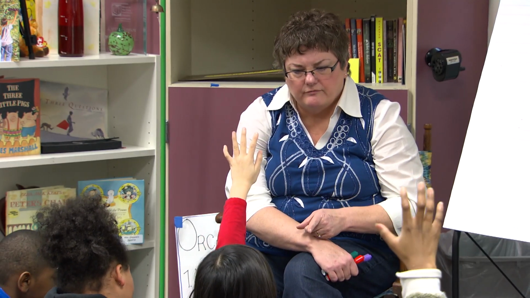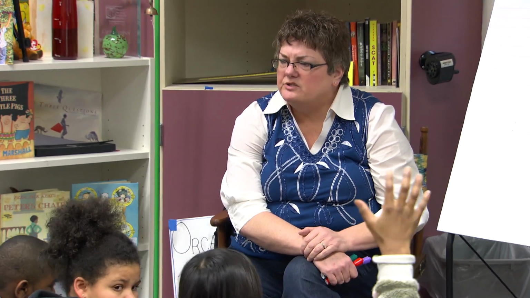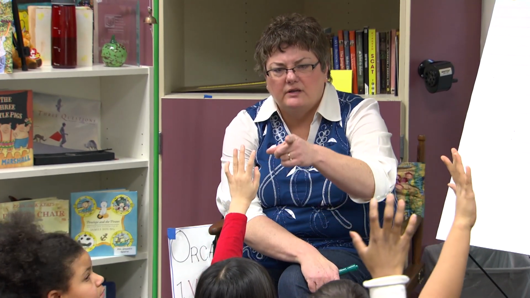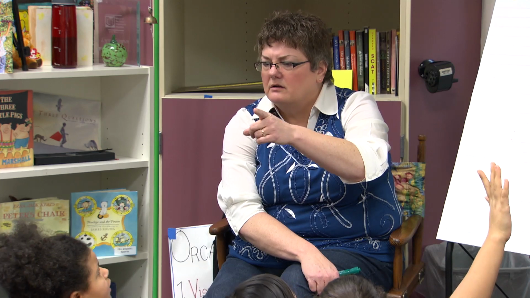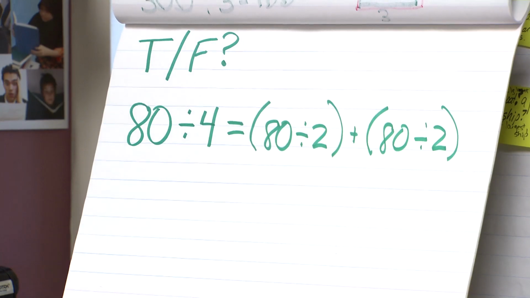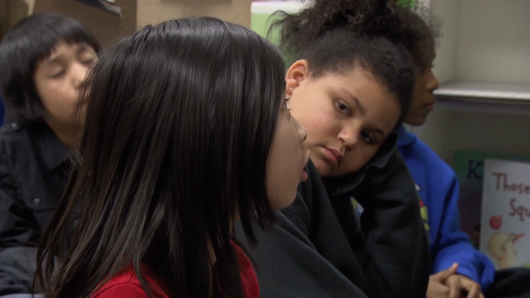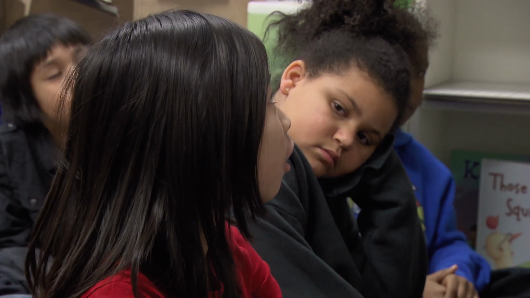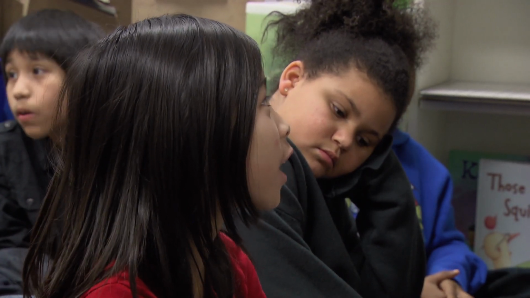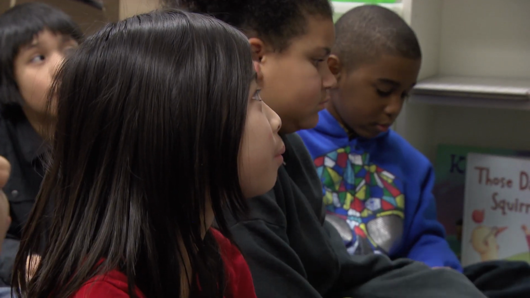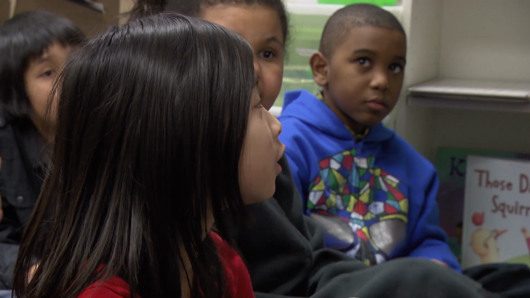Is there anyone else that wants to support true? Okay, so let's take some people who want to support false. Let's go Vivian, Akaya, and Andre. Go ahead, Vivian. I think it's false because if you do 80 divided by 2, then you already split all the Skittles, so you can't do it again because all the Skittles are already gone. And you can't change the divisor, you can only change the dividend. The divisor stays the same.